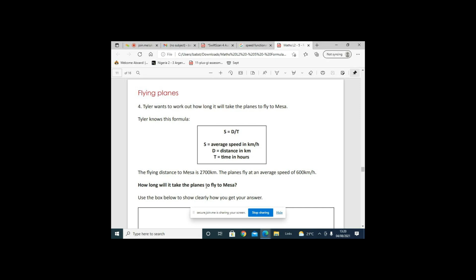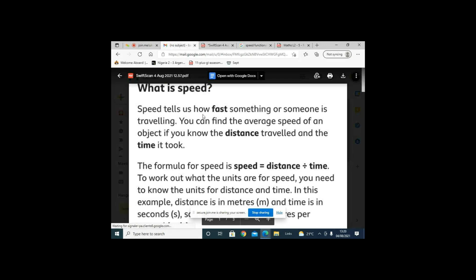So, for example, now, you know that one. If you want to find out time, what do you do? You divide distance by speed. Yes. So it's going to be 2,700 divided by 600, so it's going to be 4 hours 30 minutes, 4.5 hours. It's going to take 4 hours, 30 minutes.